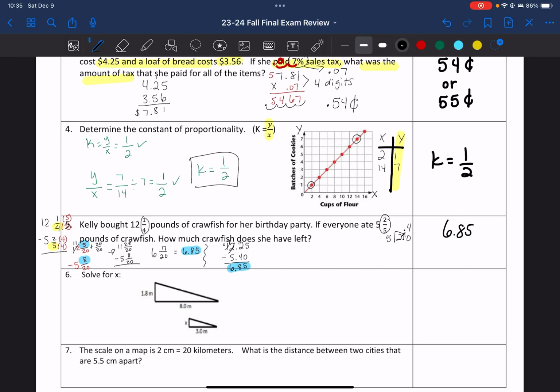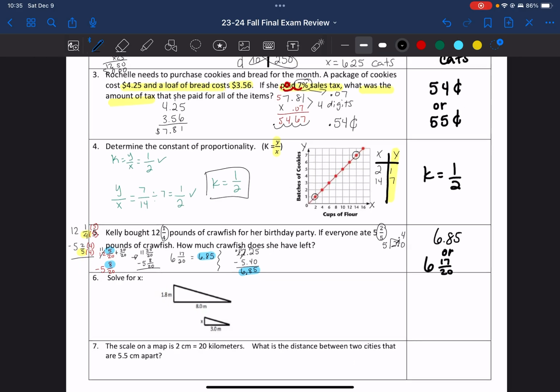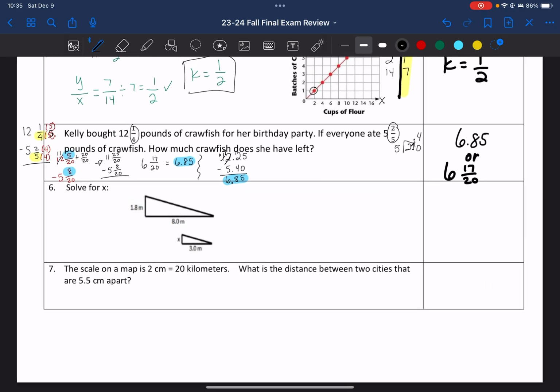Okay, on to number 6 and 17/20. Okay. All right, so here let's move on. Let's go to number 6. So this is similar figures, okay?